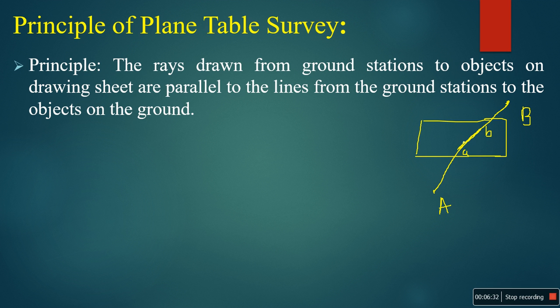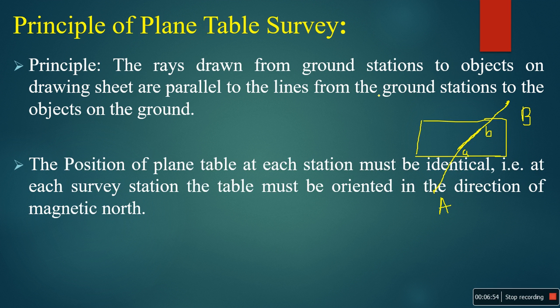Suppose this small AB line is not parallel to AB, so this will affect our plan or map. That's why you always have to keep your drawing sheet line as well as the ground line parallel with respect to the stations. Then one more: the position of the plane table at each station must be identical.